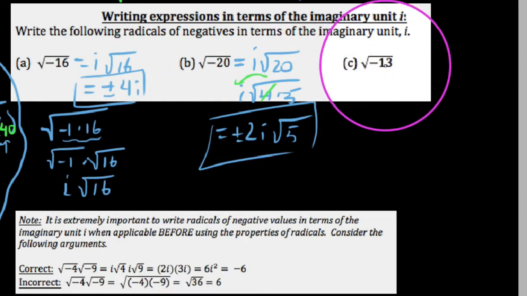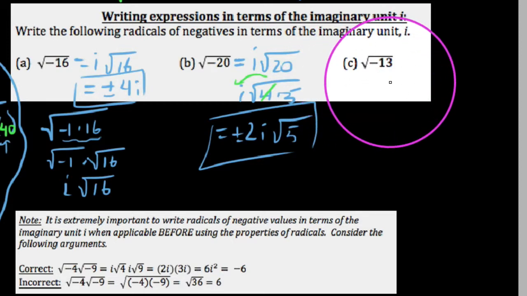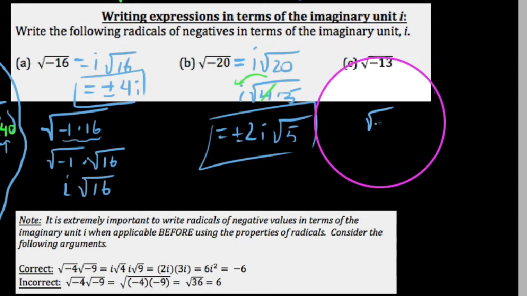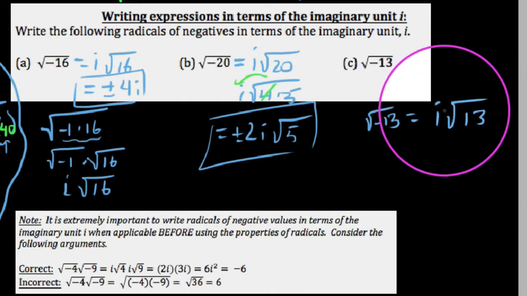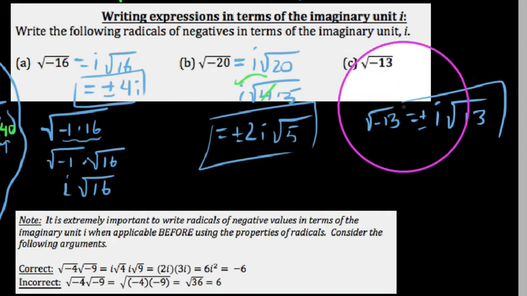And then last but not least, if we had a prime number in here, it doesn't matter. We could say the square root of negative 13 is the same thing as putting an i out front times the square root of positive 13. And we write plus or minus because of a technicality.